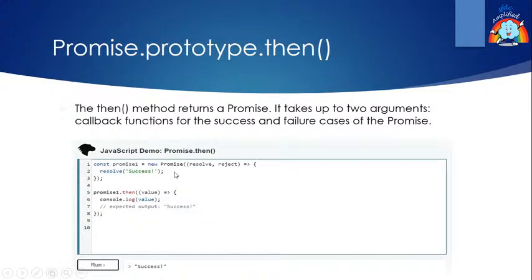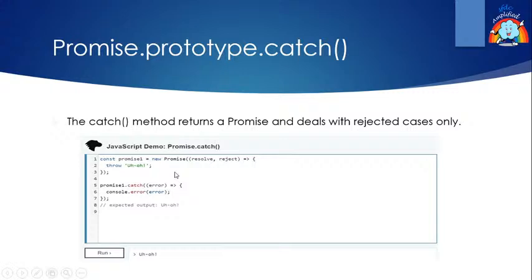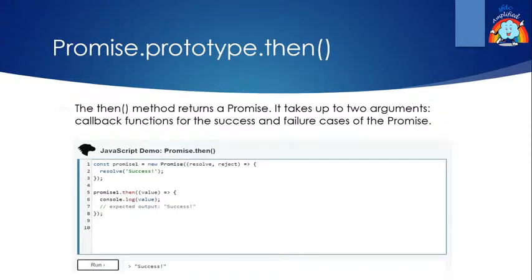So this is how then works. Now Promise.prototype.catch. The catch method returns a promise and deals with only rejection cases. If you see here, we have set some error, and there we are putting the console error, so it is giving us the error message which we have put here. The thing to remember is that the catch method only gives us the rejection cases, and the success, whatever data is coming, it brings that to us, and then we can store it in our property. So that's how it works.